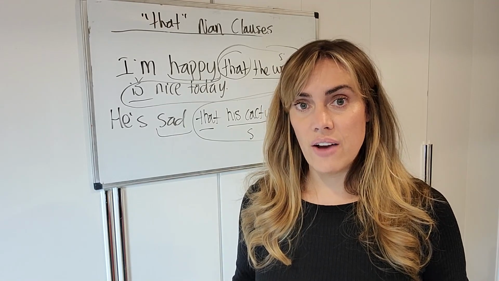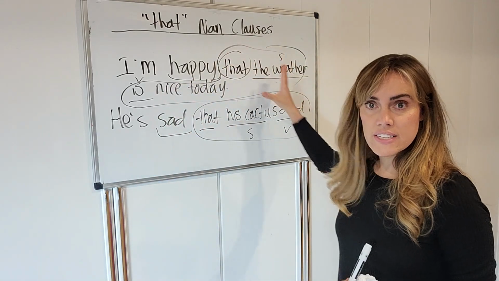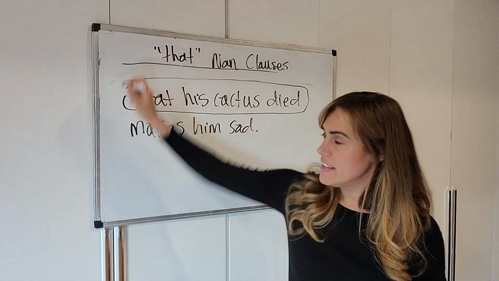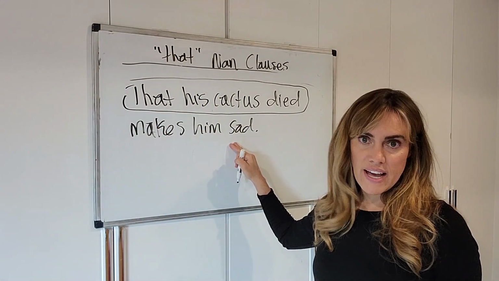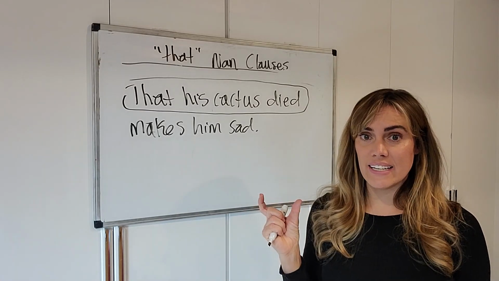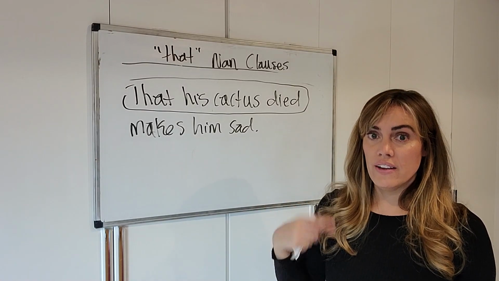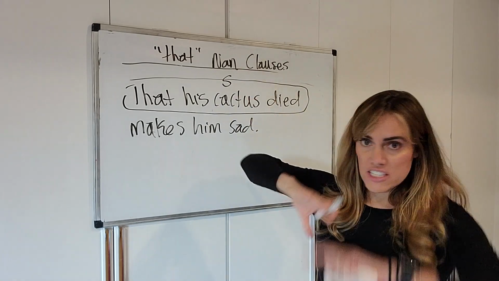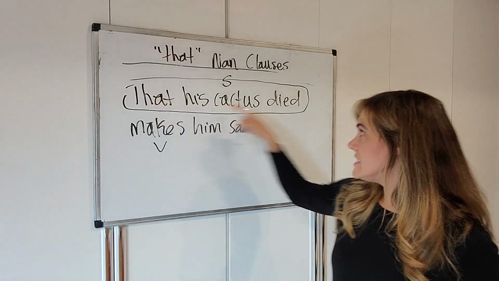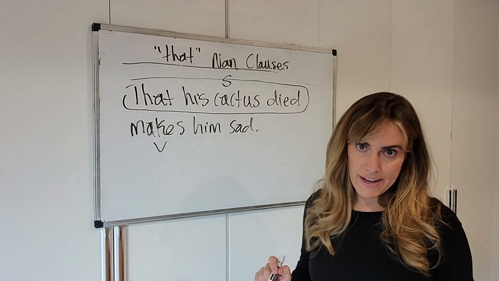But because it's a noun, it could come at the end of a sentence, and it can also come at the beginning. So let's look at this one. That his cactus died makes him sad. This whole thing is a noun clause, and it's acting as one big noun. And in this case, it's acting like the subject of this sentence. There's the verb. That his cat died makes him sad.